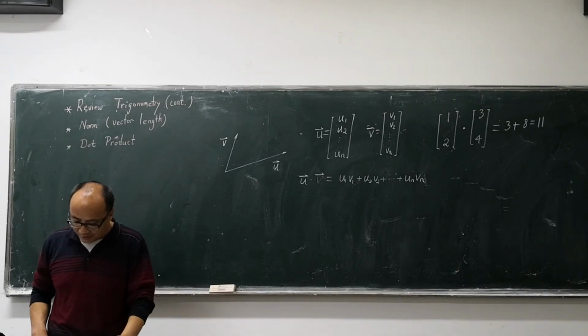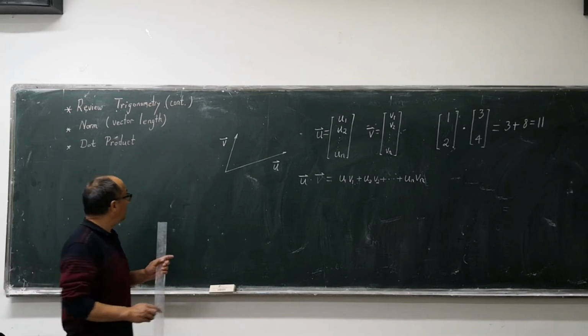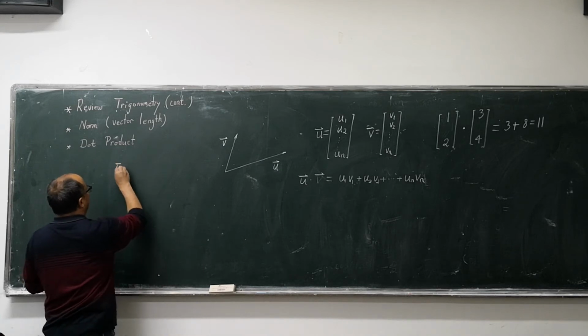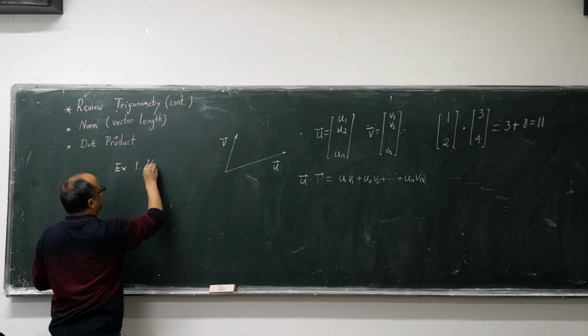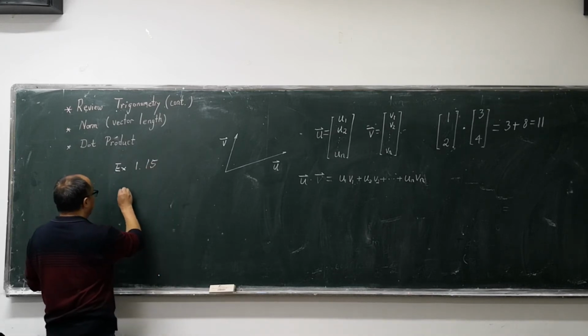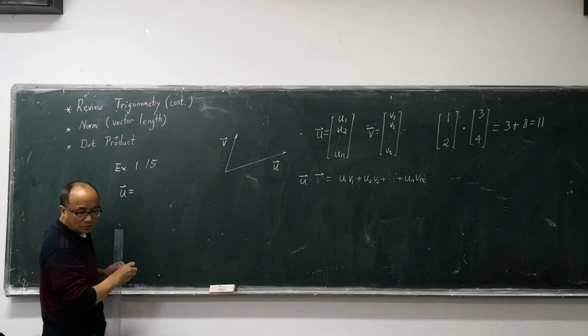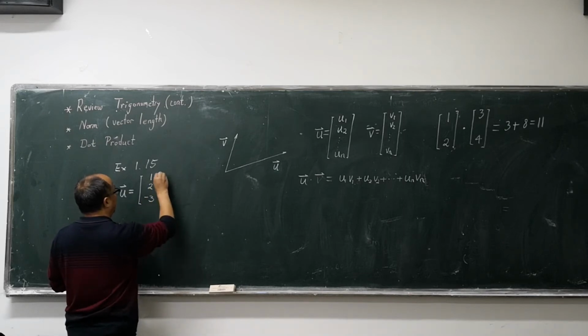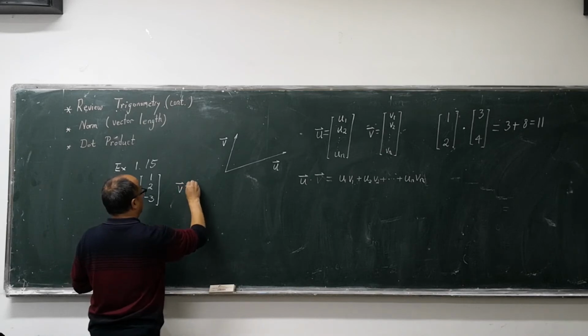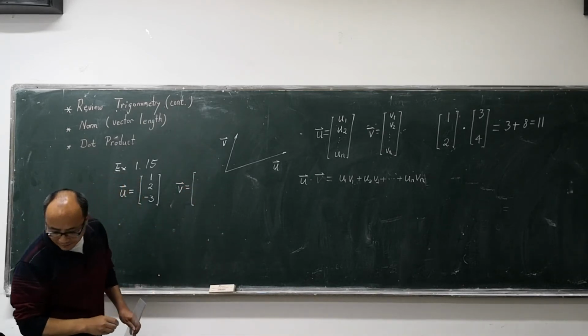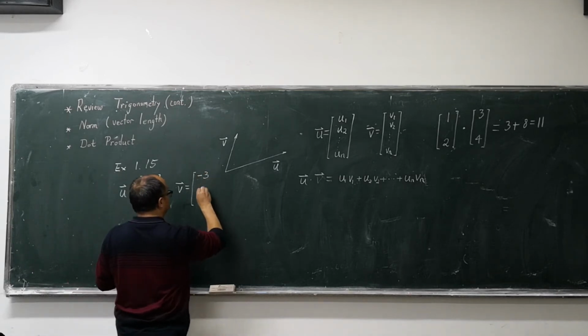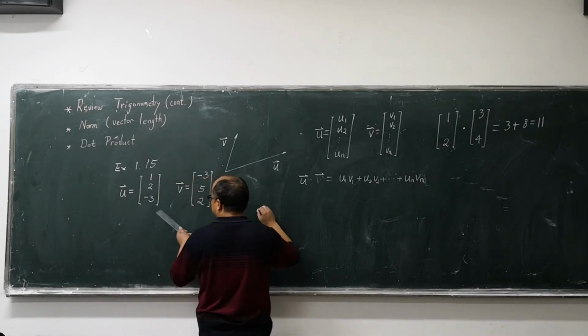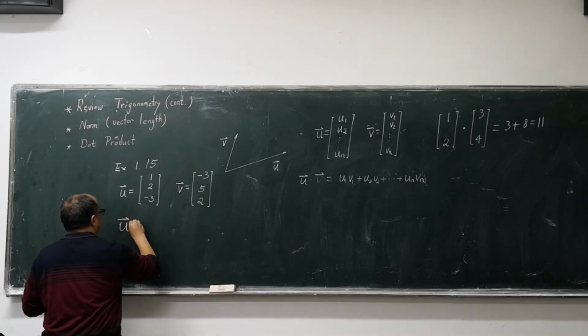Example 1.15. U equals 1, 2, minus 3. V equals minus 3, 5, 2. Then U dot V, what's the result?